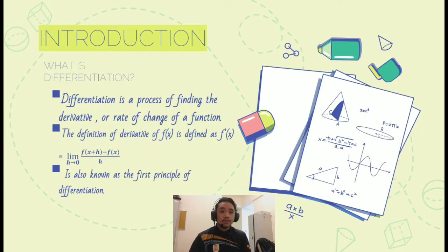So, for introduction, what is differentiation? Differentiation is a process of finding the derivative or rate of change of a function. The definition of derivative of f(x) is defined as f'(x) equals the limit as h approaches 0 of (f(x+h) minus f(x)) over h. It is also known as the first principle of differentiation.